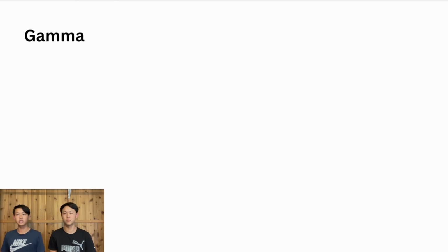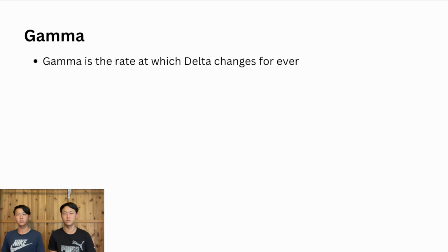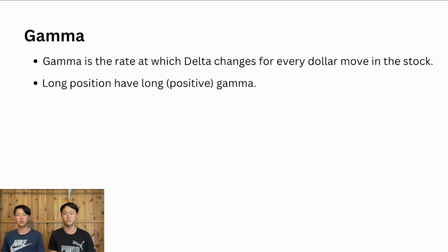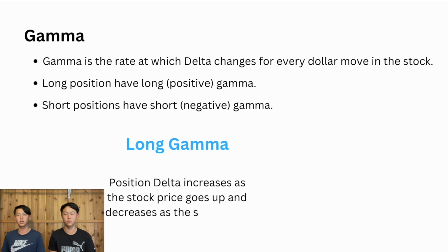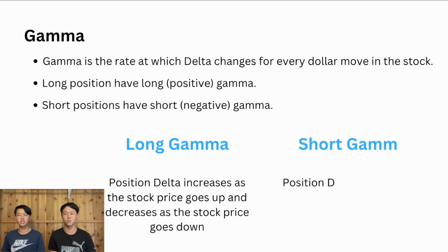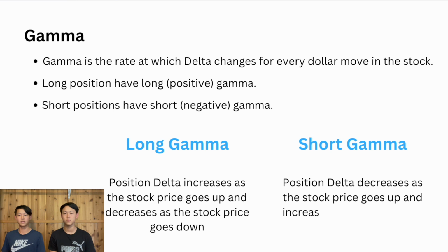The next Greek we will discuss is gamma. Gamma is the rate at which delta changes for every dollar move in the underlying stock. All long options have positive gamma, while all short positions have negative gamma, regardless if the contract is a put or a call. When a trade has positive gamma, the position delta increases as the stock price goes up and decreases as the stock price goes down. When a position has short gamma, the position delta will decrease as the stock price goes up and increase as the stock price goes down.